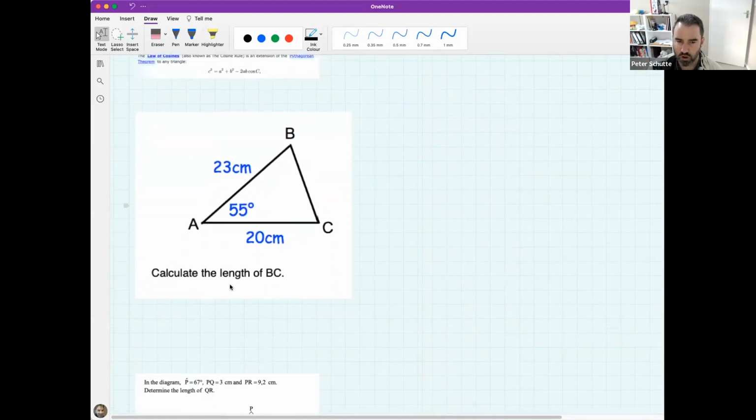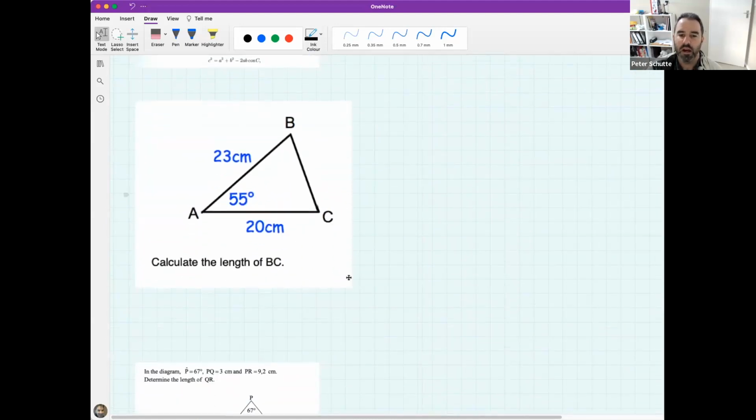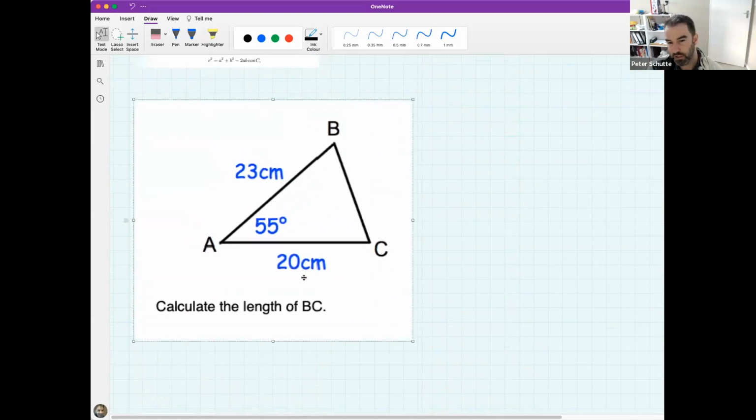Okay, so here is example number 1. I am given a triangle, and I'm given two sides and the included angle. So what are my two sides? The one side is here, and that's 23 centimeters. And then I have another side, which is here.